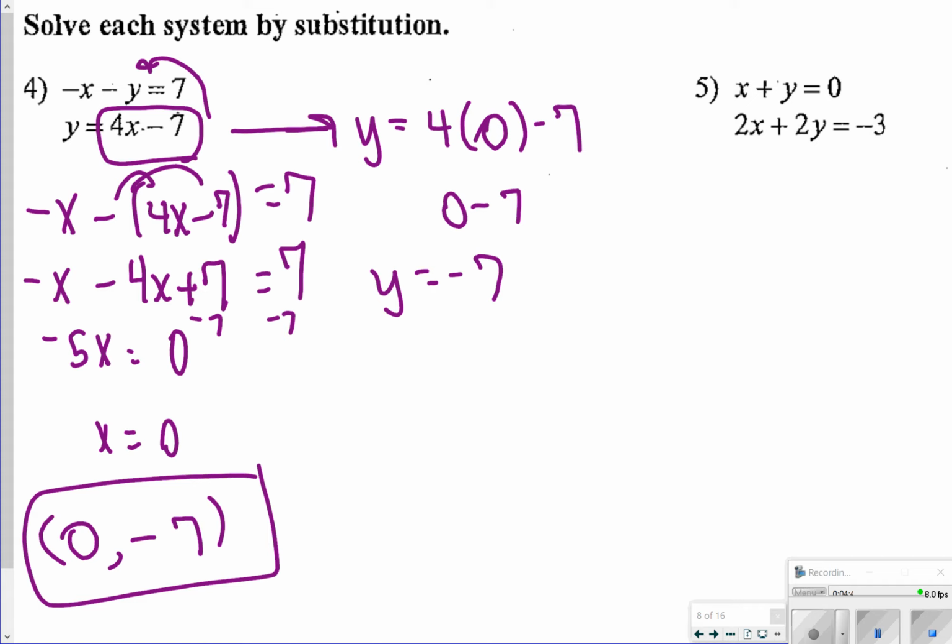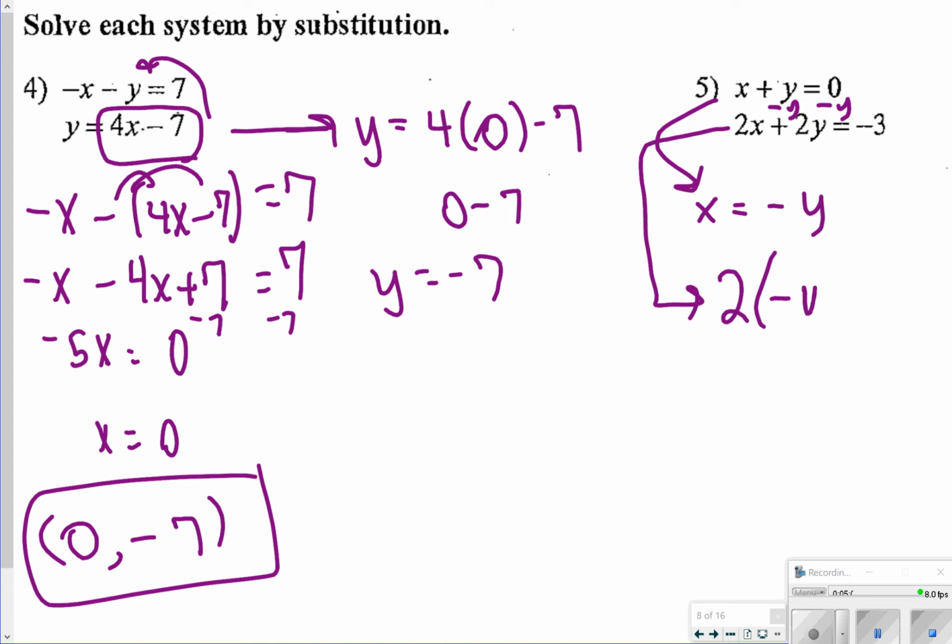Okay. Over here I don't have any x or y's listed. So what I could do is just maybe solve for x in the first one. I'm going to subtract y from both sides. So x is equal to -y. So that kind of is weird, but just bear with me. So then I'm going to take my second equation and plug that in here. So instead of 2x, I'm going to say 2 times negative y plus 2y equals negative 3.